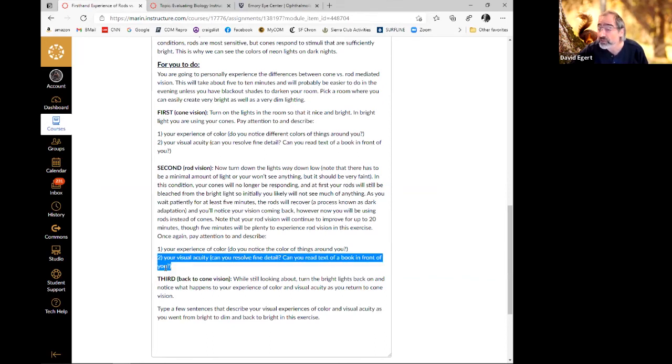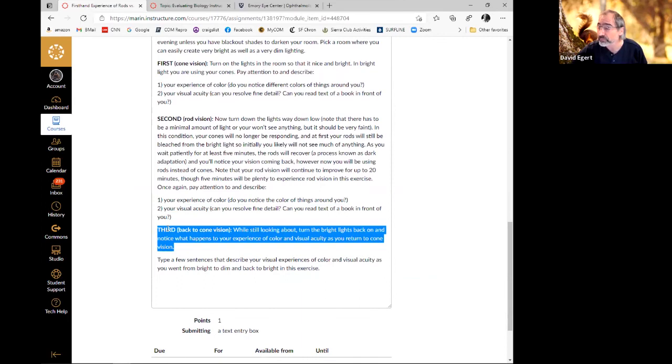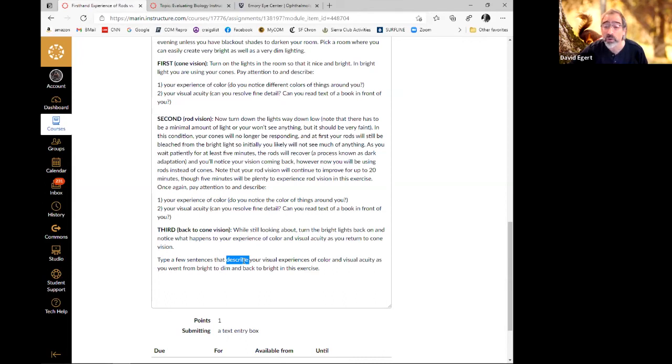Then once you have noticed both color and visual acuity under rods, flip the lights back on. This could be a little disconcerting. It's like, whoa, especially after you've been in the really dim light. And just describe again now what's happened to the color and to your visual acuity and your sharpness of vision.